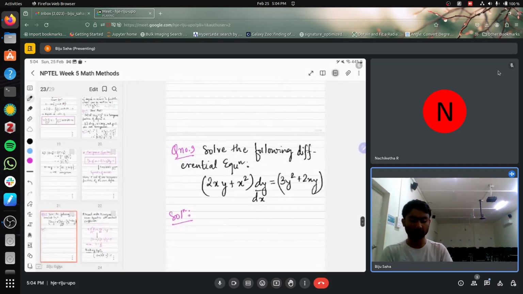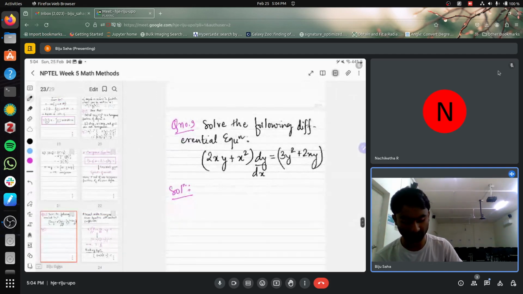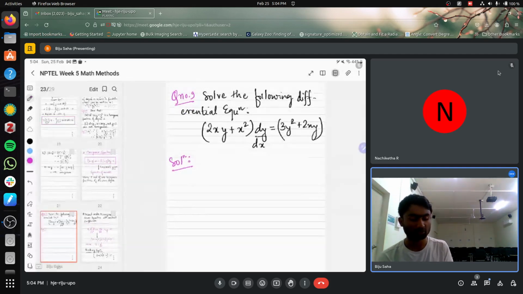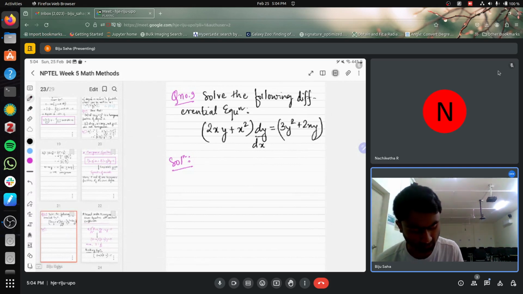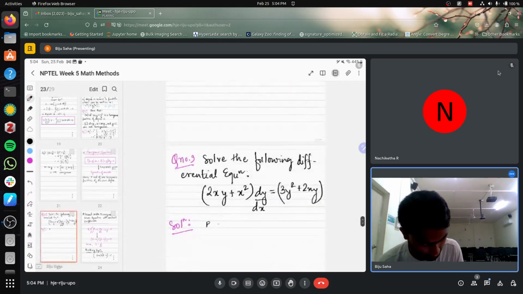So let us do that particular method for this particular differential equation. I would like to request you to tell me what is the degree for the p and q that appear in this equation.